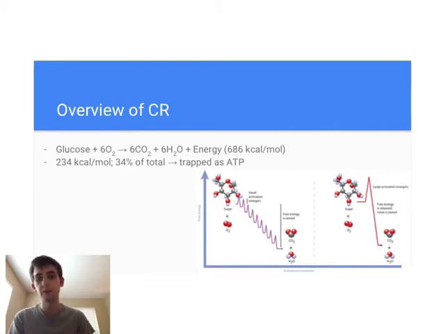Now, about 34% of this is going to actually be trapped in the form of ATP. The rest of it is lost as heat. And so this diagram down here is showing how that energy is going to be trapped as ATP. Believe it or not, that 34% is actually a pretty large number.